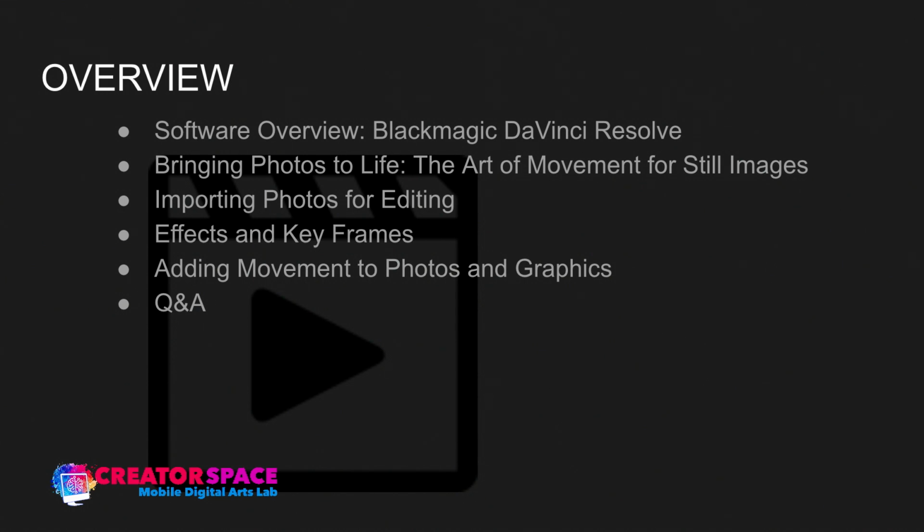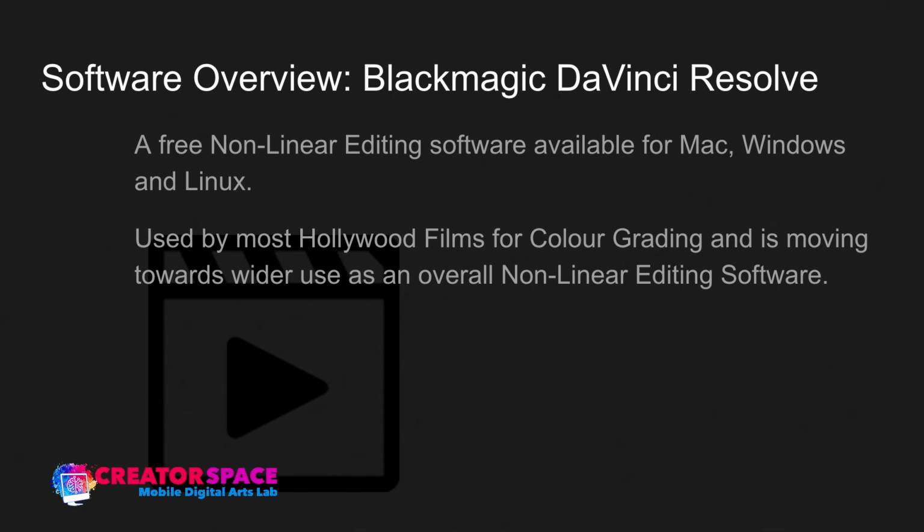The art of bringing photos to life is quite an interesting idea, but let's start with the software overview. What we're using today is Blackmagic DaVinci Resolve. This is totally free. You can get it from the blackmagicdesign.com website. It's free nonlinear editing software. Basically all computer editing software is nonlinear, meaning you're free to move and edit things around in any order. You're not stuck having to watch through 60 minutes of footage; you can go from the beginning to the end and so on. It's available for Mac, Windows, and Linux as well.